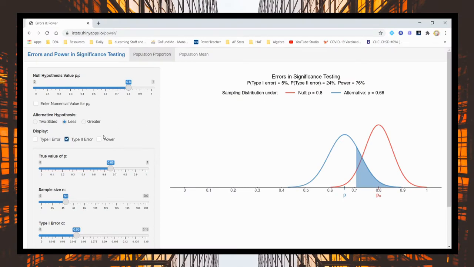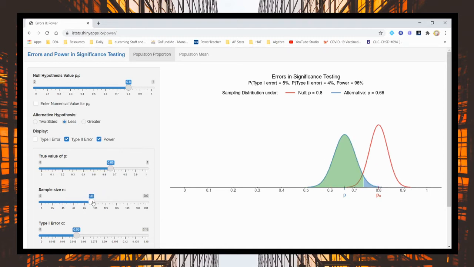And now we're going to click power. And when I click on power, notice it is everything else in the graph. Okay? Now, the question here then is, how do I increase that? So you would play around with your sample size. So if I make my sample size bigger, what happens to our power?